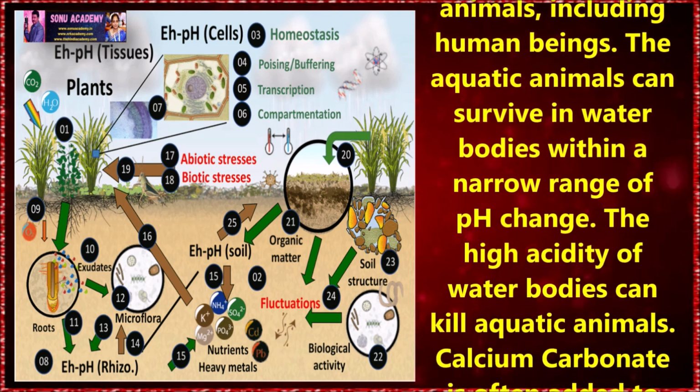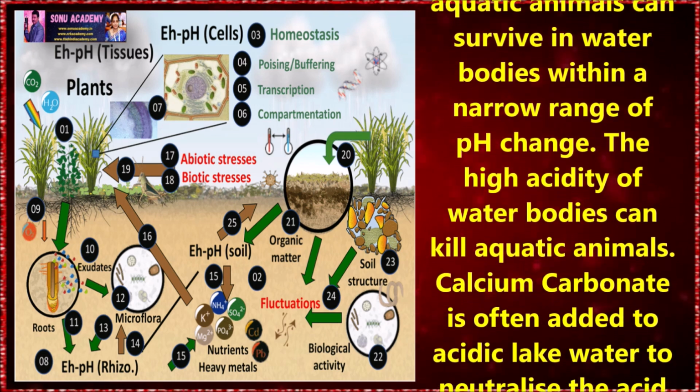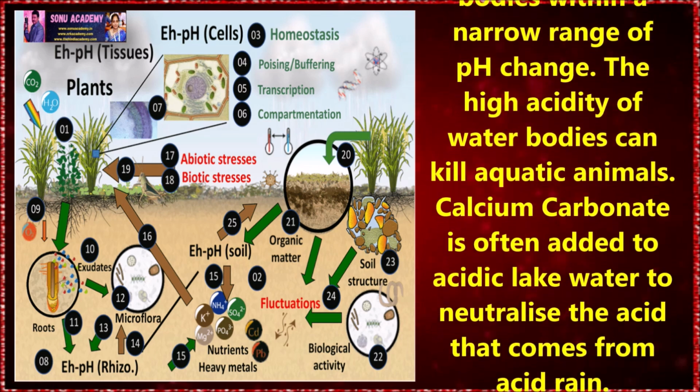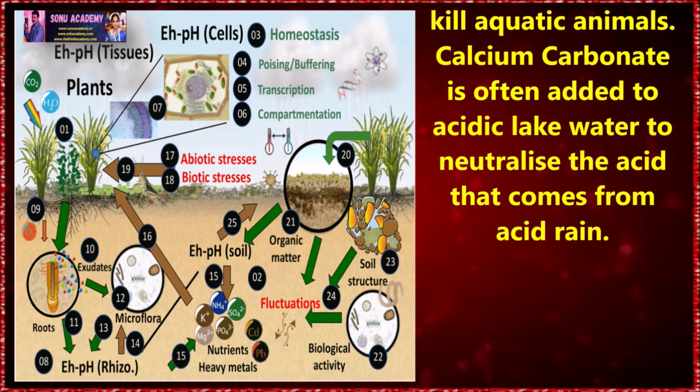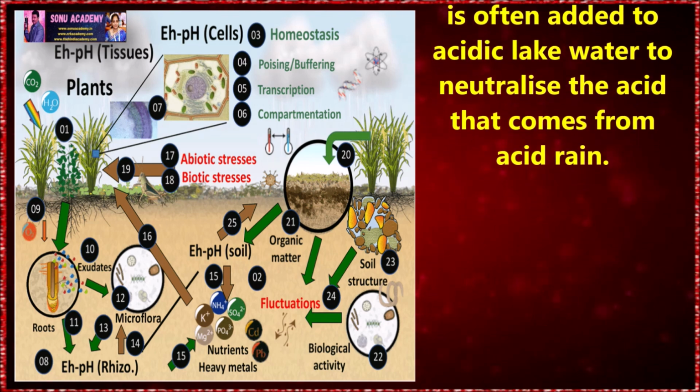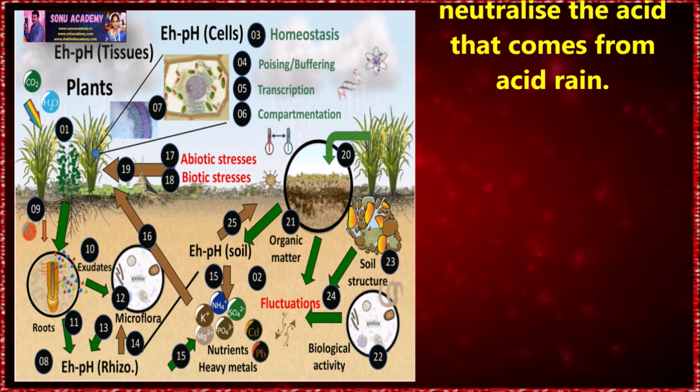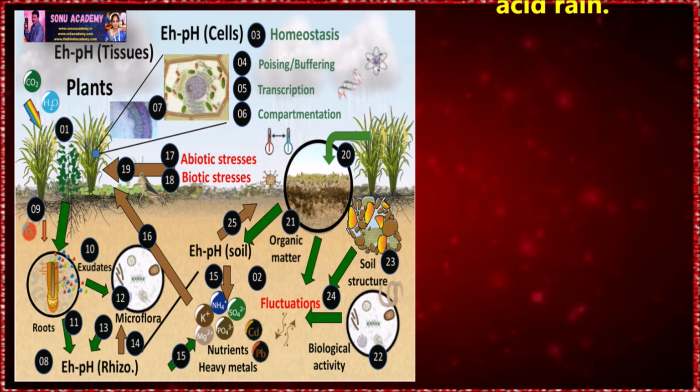Aquatic animals can survive in water bodies only within a narrow range of pH change. The high acidity of water bodies can kill aquatic animals. Calcium carbonate is often added to acidic lake water to neutralize the acid that comes from acid rain.